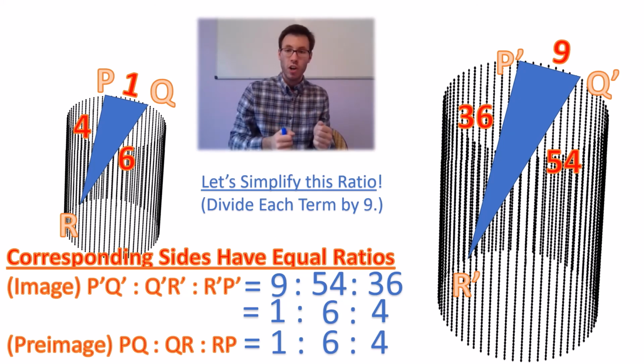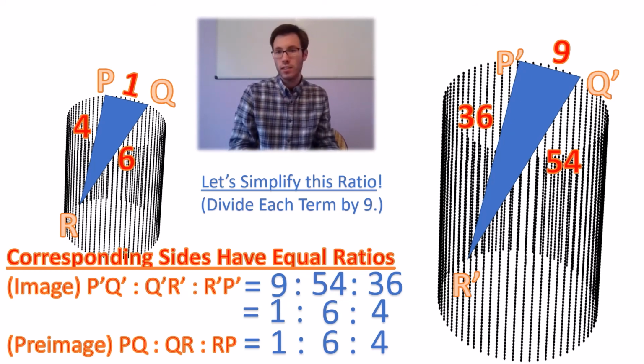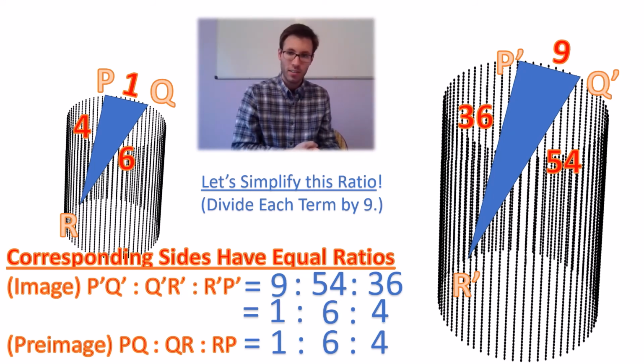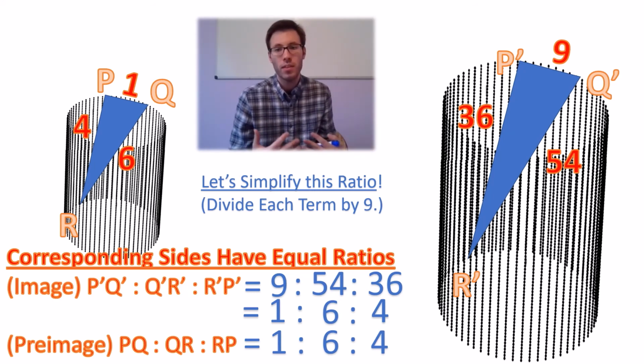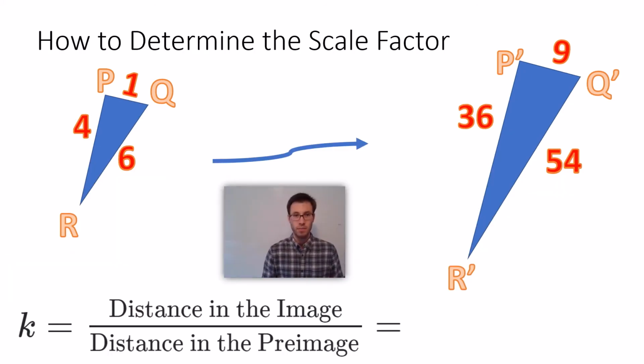Notice the ratios from our image and our pre-image. They are now 1 to 6 to 4. They're the same thing. They are equal. The reason they are equal is due to our scale factor. So the important thing is that ratios are equal between our pre-image and our image, and vice versa, their sides at least. All right, now let's go into how we would determine a scale factor if it was not already given.